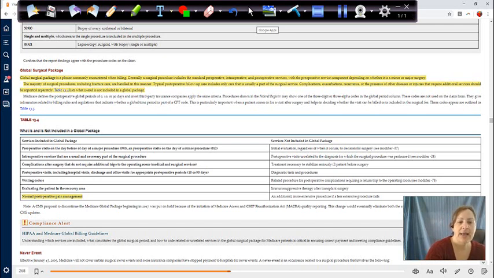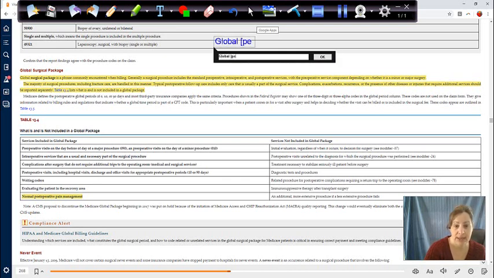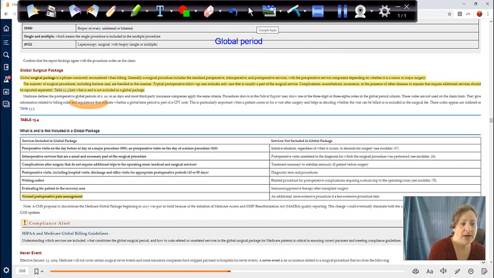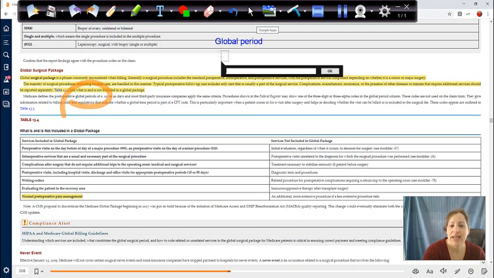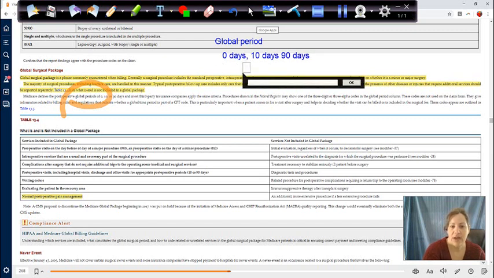The other concept is called a global period. The global period is a time frame. There are only 3 time frames: 0 days, 10 days, 90 days. We have minor and major procedures.